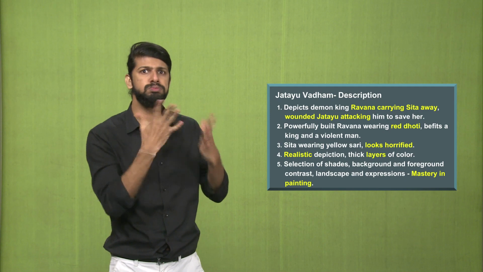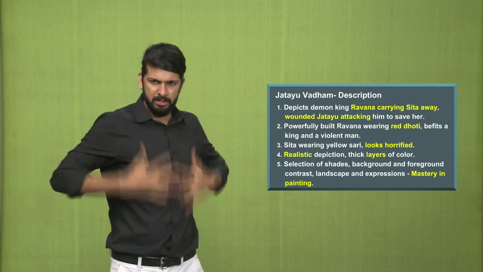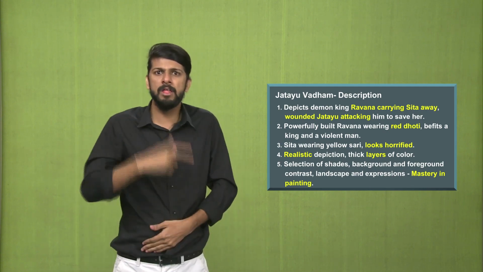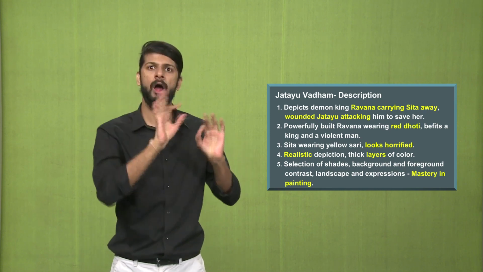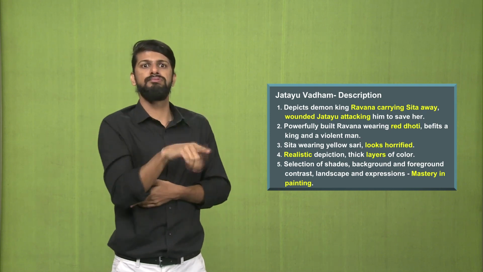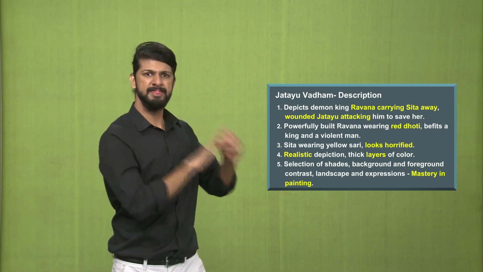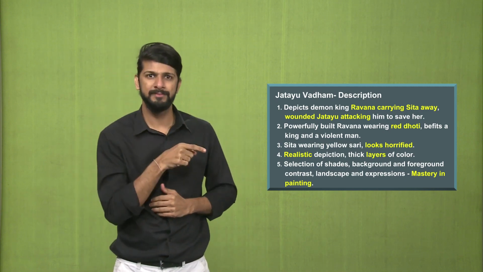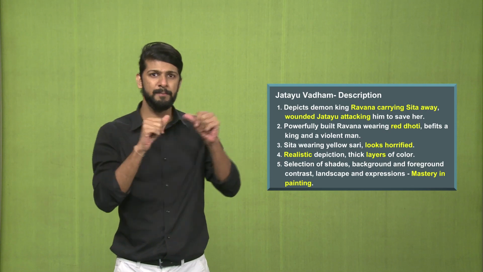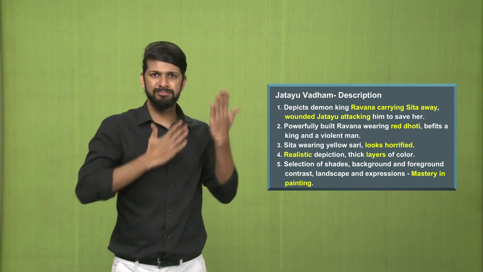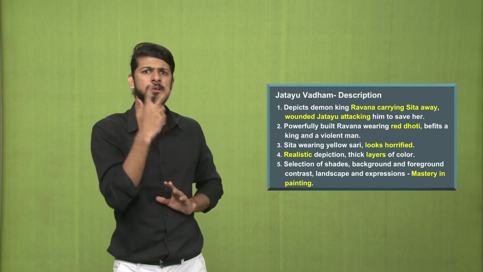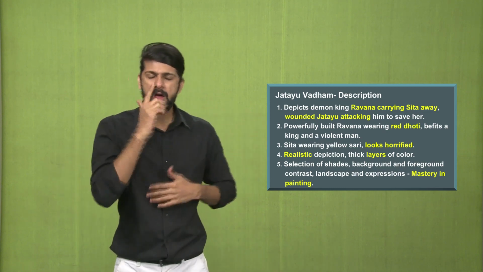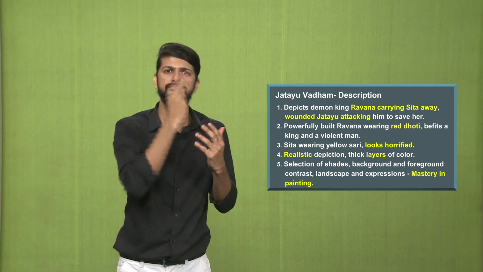You would see in the painting that Ravana is powerfully built. The red dhoti he is wearing totally befits a king and a violent man who's trying to harass and abduct Sita. Sita is wearing a yellow sari in this painting, but you would see that she is totally horrified because Ravana is abducting her against her will.